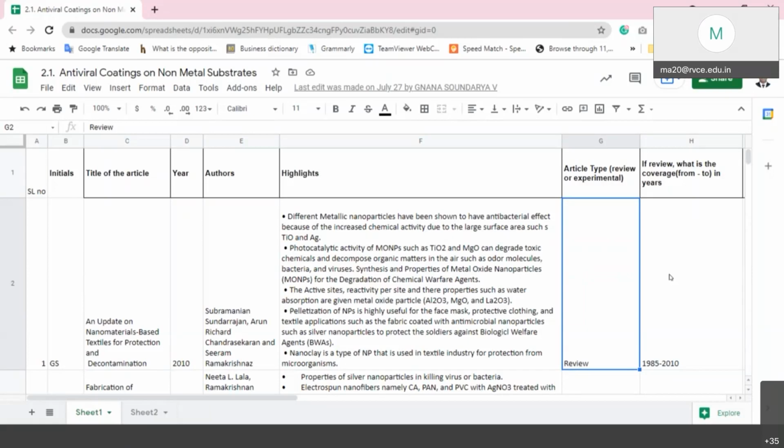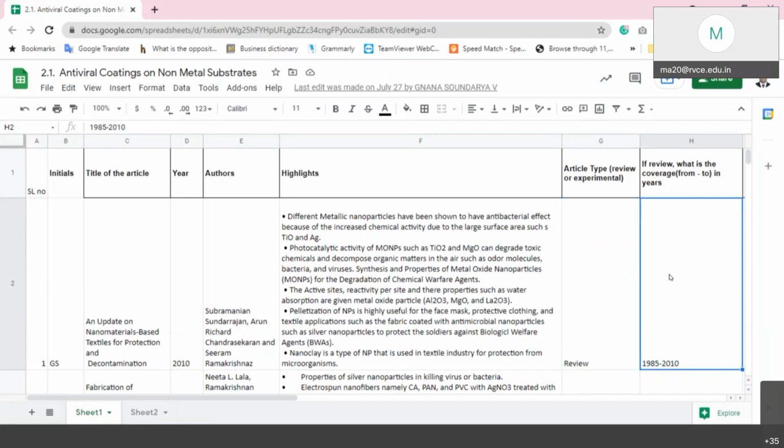So what is the coverage? The coverage is from 1985 to 2010. If you go to the references section, the year of publication will be mentioned. According to that, you will get to know the range. So this paper covers papers from 1985 to 2010, based on just this one review paper.